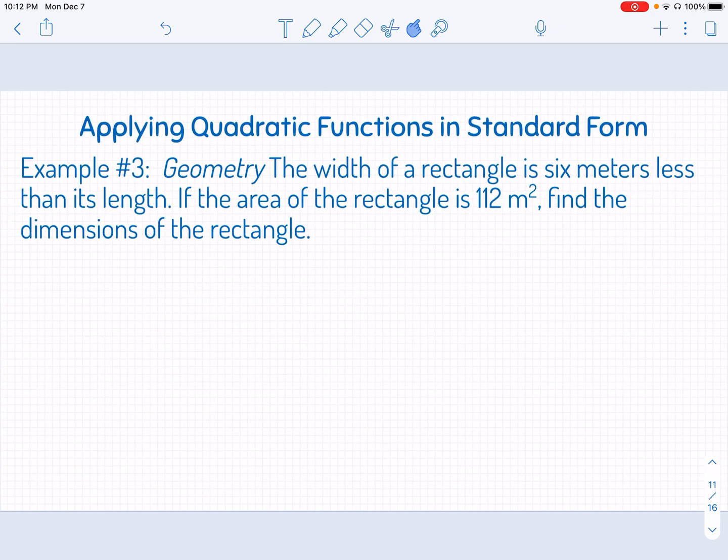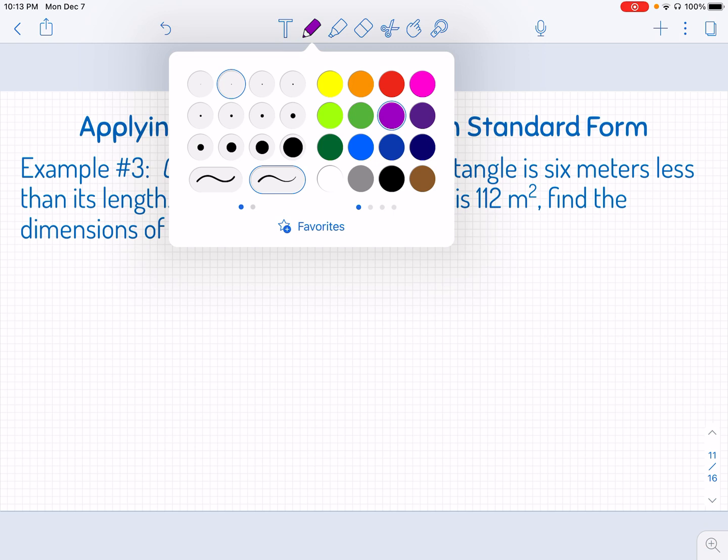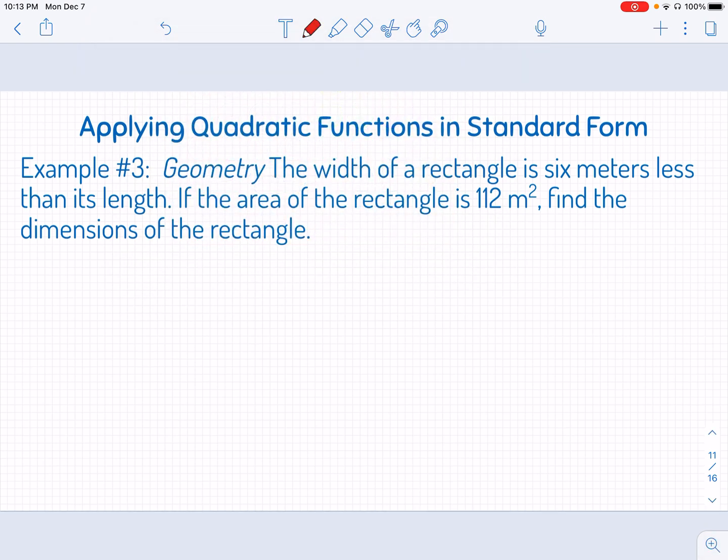Okay, geometry. So for some of you, that's good news. Some of you, less good news. But either way, geometry, the nice thing is you have a picture. So the width of a rectangle is 6 meters less than its length.